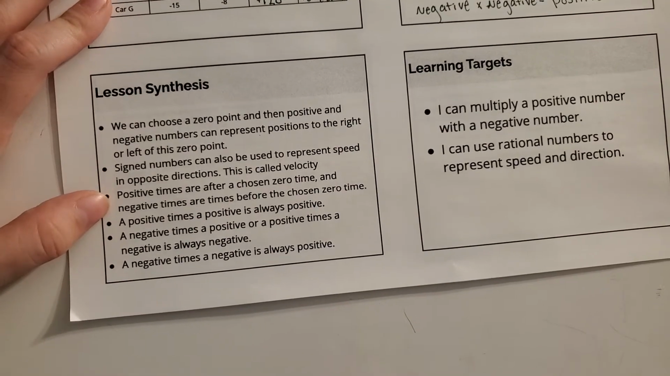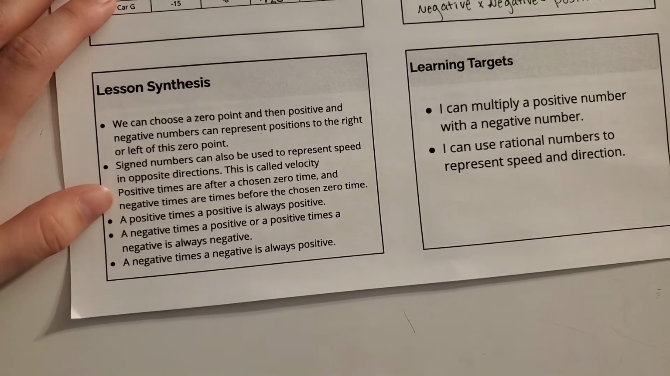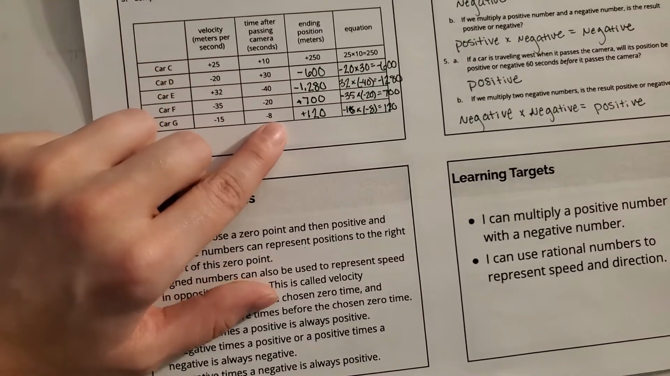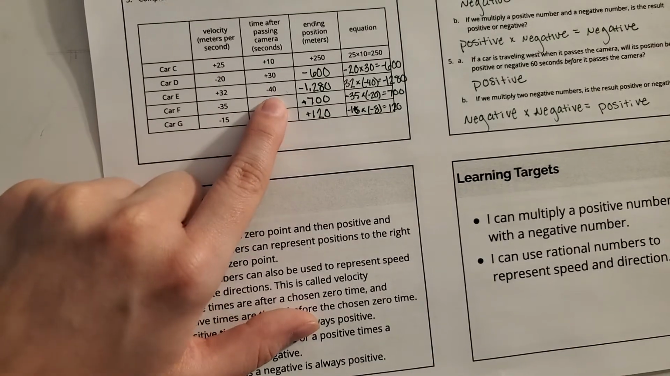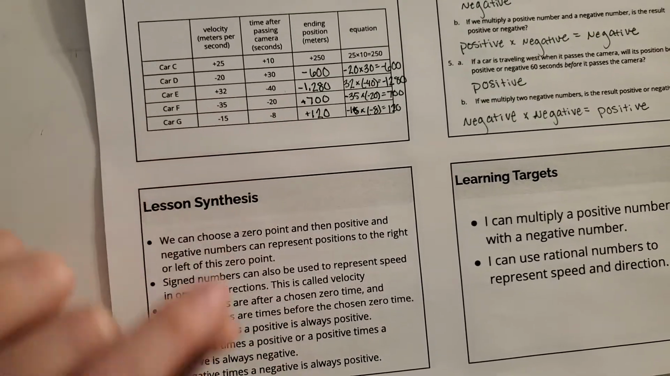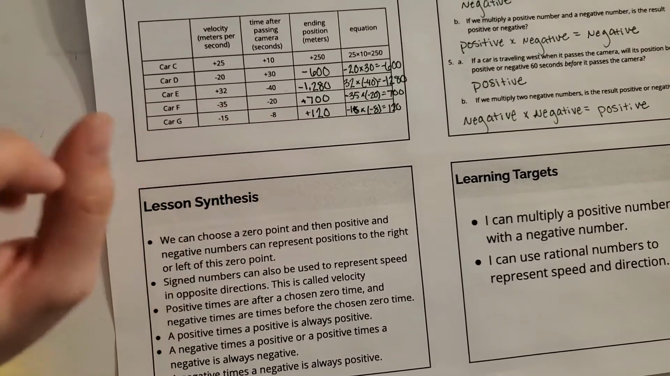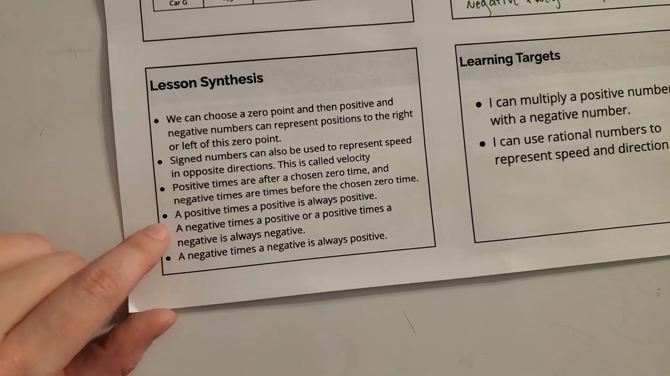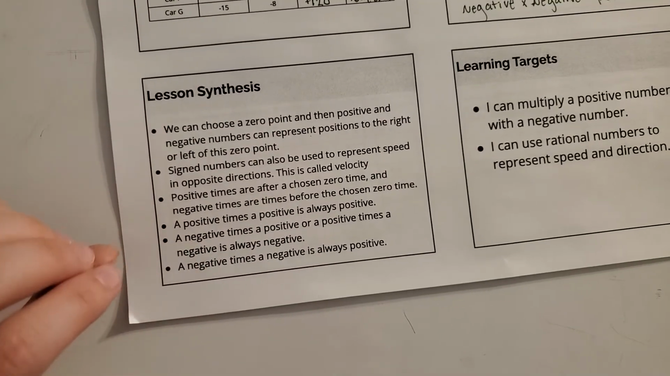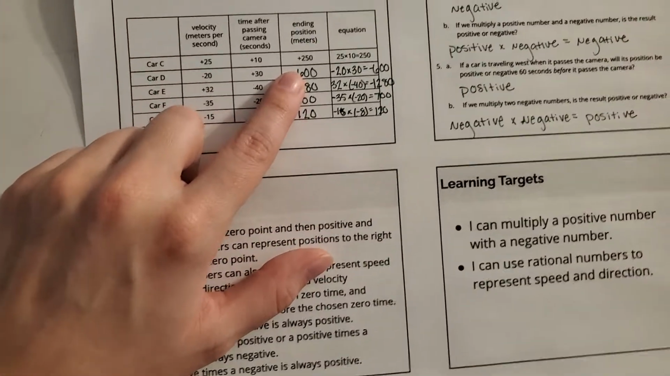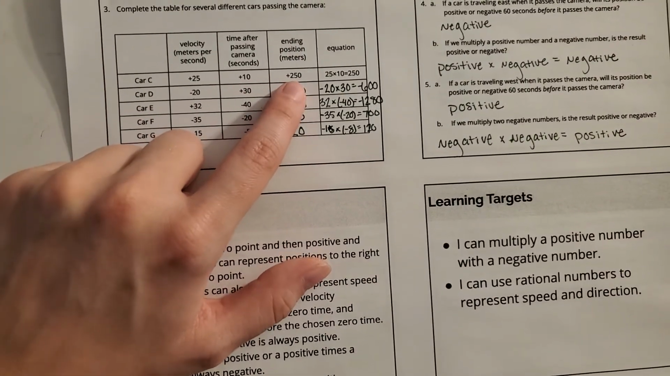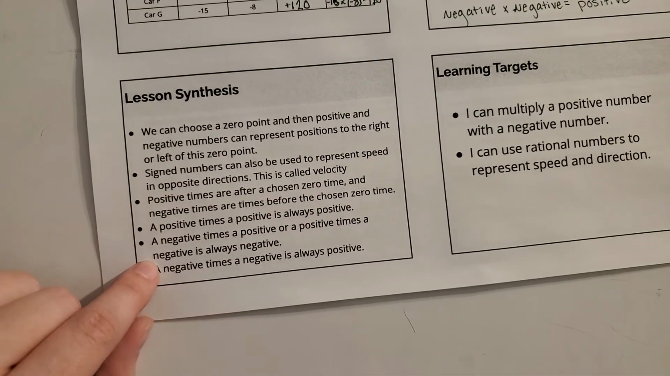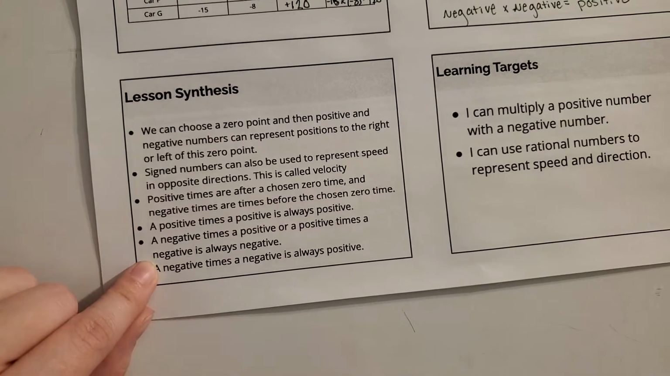Positive times are often a chosen zero time, and negative times are times before the chosen zero. So we saw that here. So we have a negative 40 seconds, which means it was 40 seconds before it passed the camera. A negative 20 was negative 20 seconds before it passed the camera. A positive times a positive is always positive. So we see that right here. Positive 25 times positive 10 is a positive 250. A negative times a positive, or a positive times a negative, is always negative.